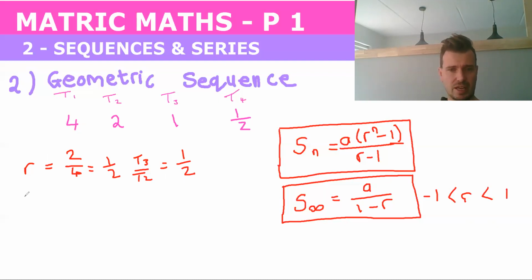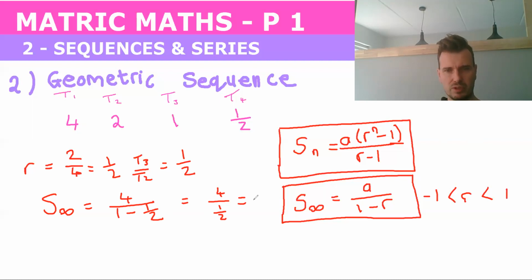All you do is put in a, which is the first term, over 1 minus the ratio, which is a half. And so we get 4 over 1 minus a half, which is a half. 4 divided by a half is the same as saying 4 times 2, which is 8.